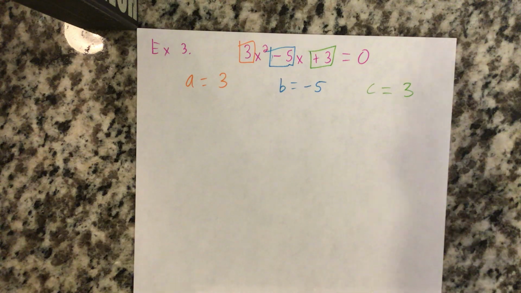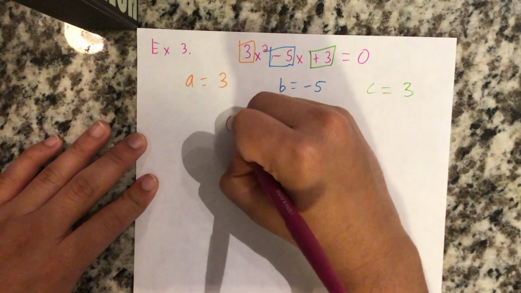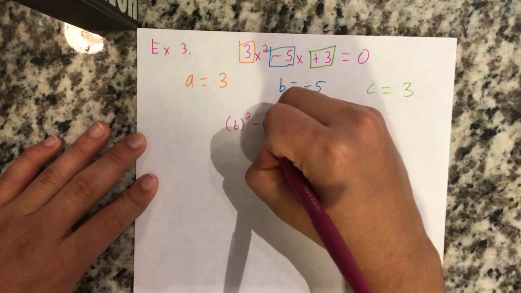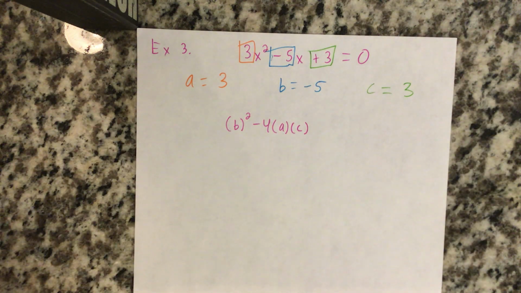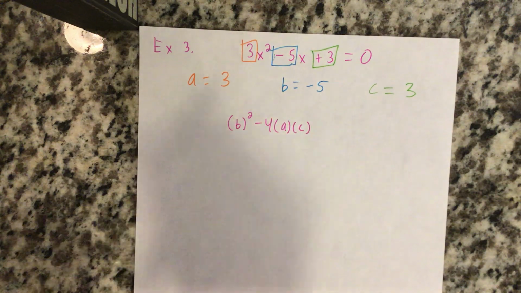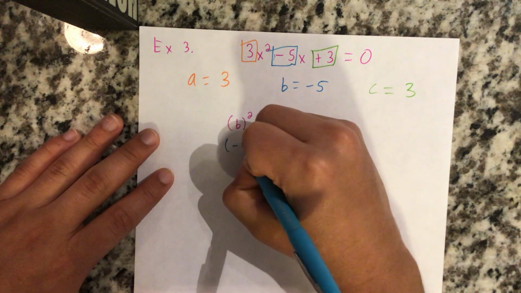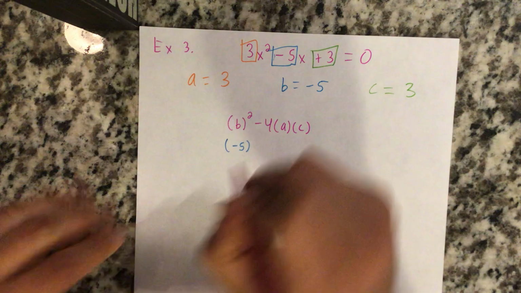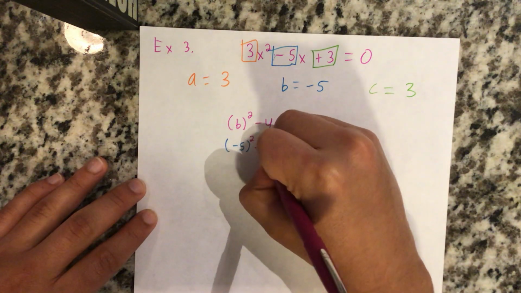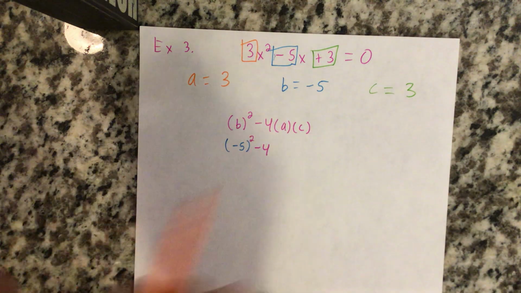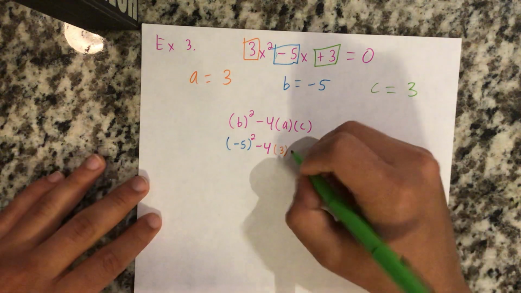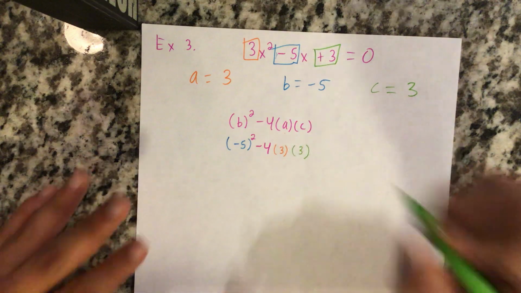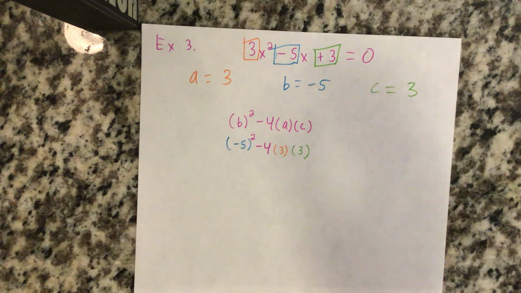Okay? Then we go to the formula. So discriminant formula, B squared minus 4AC. And we just plug everything in. So instead of B, we plug in my B. So negative 5 squared minus 4 stays the same always. Instead of A, I put in 3. Instead of C, I put in another 3. Okay? And then we just work it out. Or put it in the calculator. I'm going to work it out.